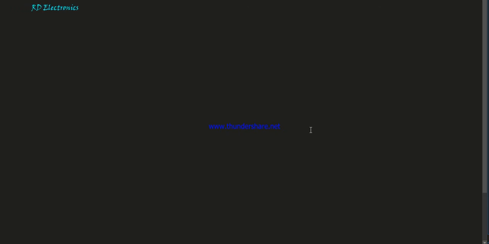Hello everyone, today we discuss VHDL data types. First of all, our topic is VHDL data types.